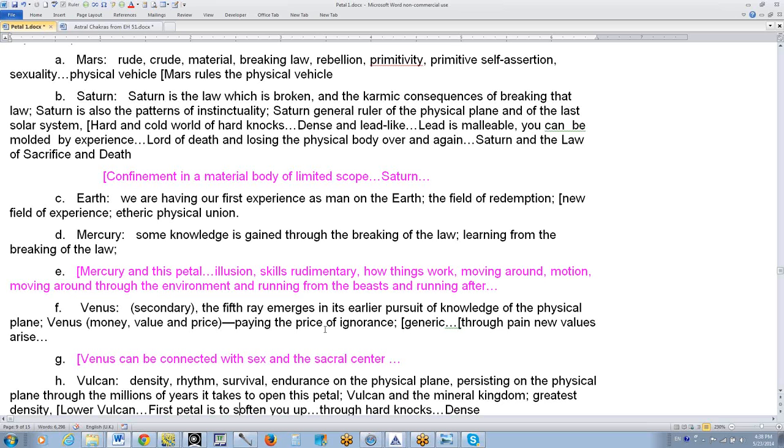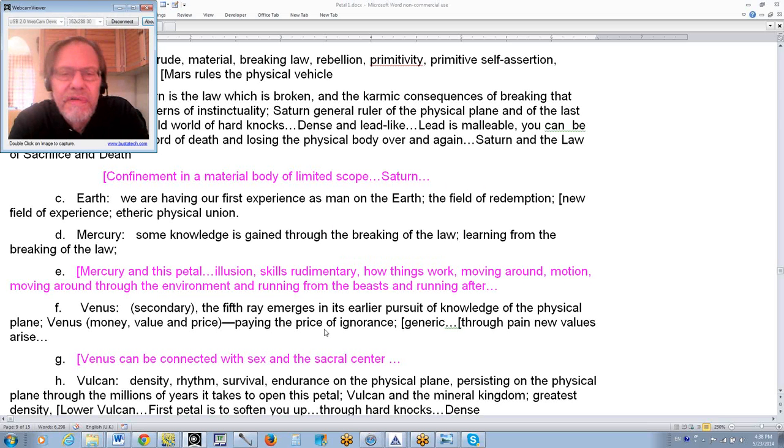Venus, is it primary or secondary? The fifth ray emerges in its earlier pursuit of knowledge of the physical plane. Venus is money, its value, its price, and it's paying the price of ignorance. So through pain, new values, Venus, do arise. Venus can be connected somewhat with sex and with the sacral center. There is no real creation of beauty. There's no exact creativity involved with this petal. That comes in the next petal, where Venus will have a stronger place.